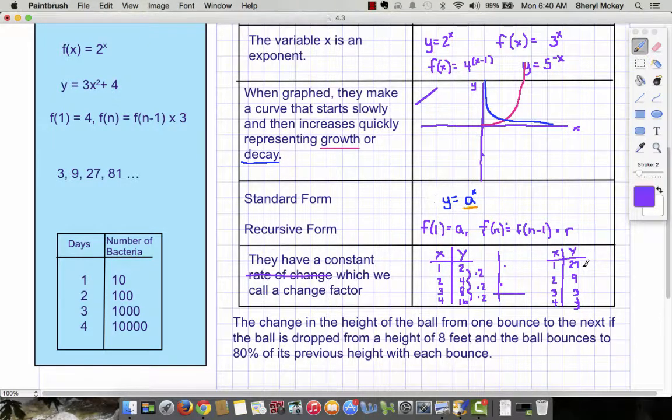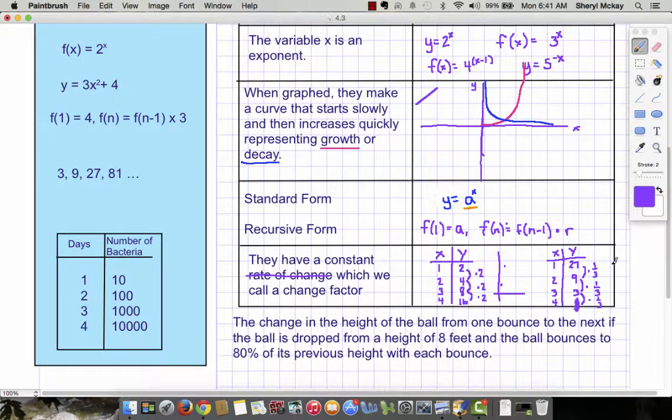So what did we do to get from 27 to 9? Well, you might say, well, we divided by 3. That just means that we multiplied by 1/3. So that's our change factor. Okay? And from 9 to 3, we multiplied by 1/3. And from 3, actually that should be a 1. We multiplied by 1/3. And then the next one, the 5, would have been a 1/3.